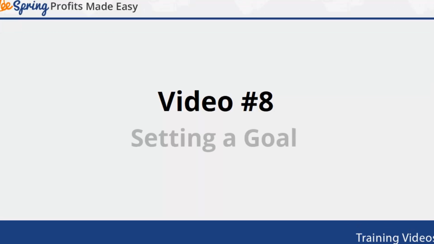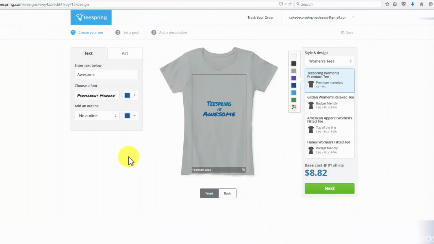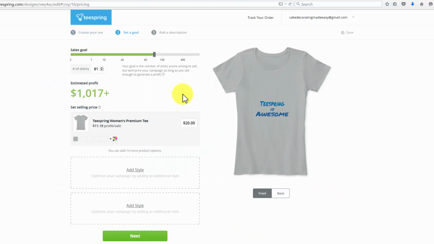Video 8. Setting a goal. After creating your t-shirt, it is important to set up a goal that would guide the progress of your campaign. A goal in Teespring represents the number of shirts you are aiming to sell in your campaign.